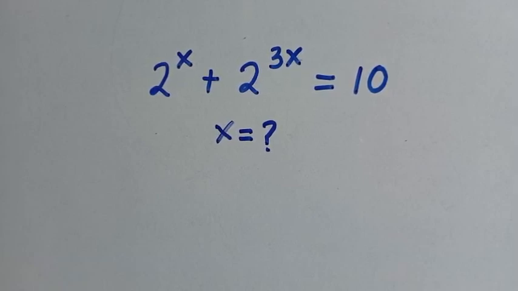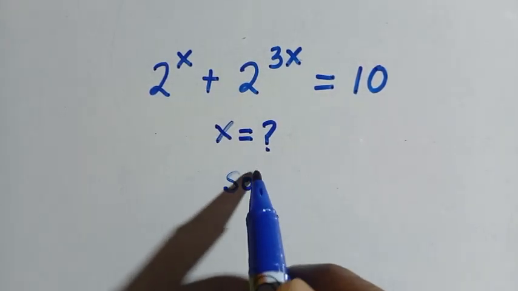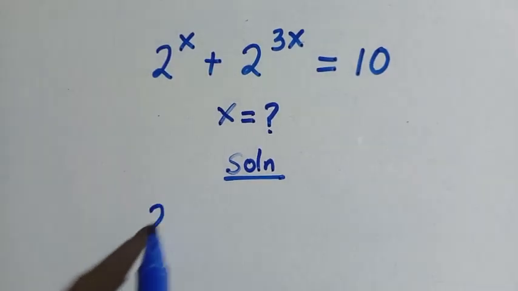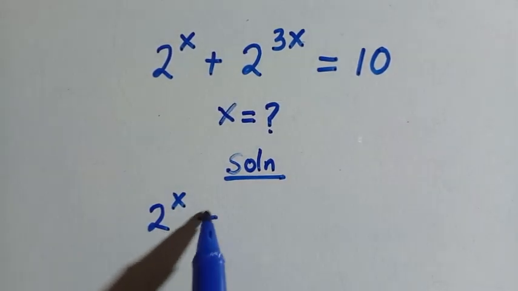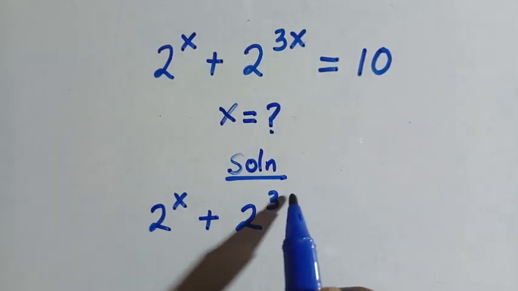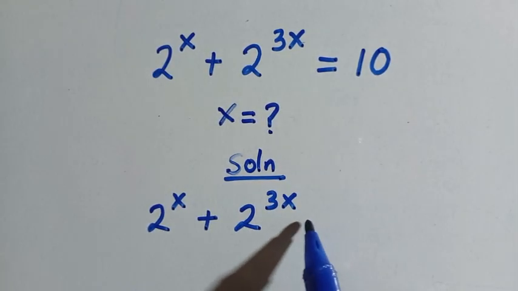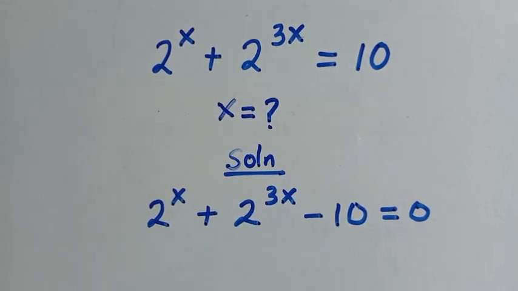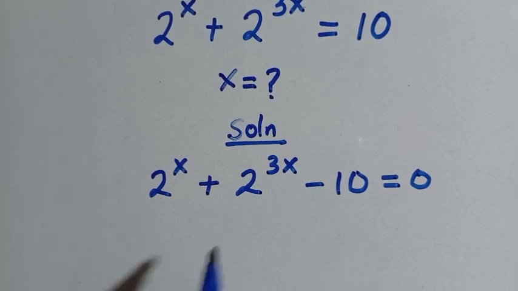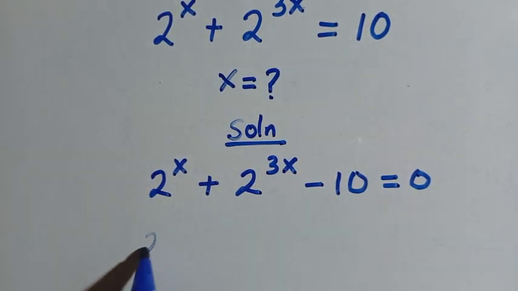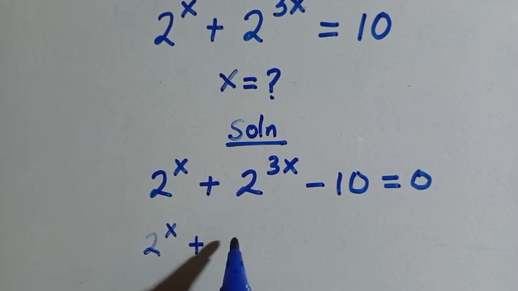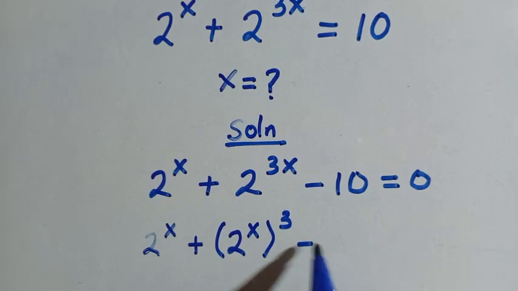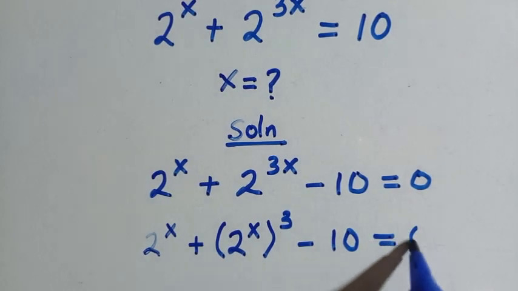How to solve these nice exponential equations? We want to find all the values of x in this. So let's say we have 2 to the power of x plus 2 to the power of 3x equals 10. When we take 10 to the left hand side, we have minus 10 equals 0. So from here, let's try to rewrite this as 2 to the power x plus 2 power x raised to power 3 minus 10 equals 0.